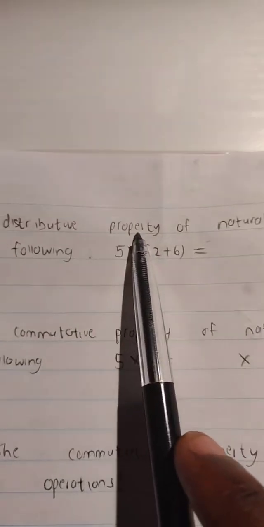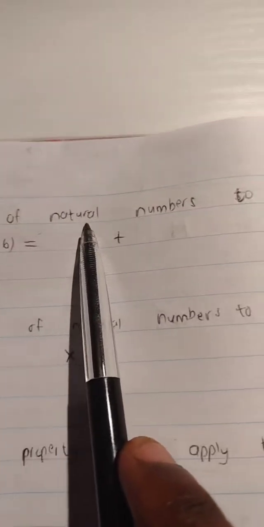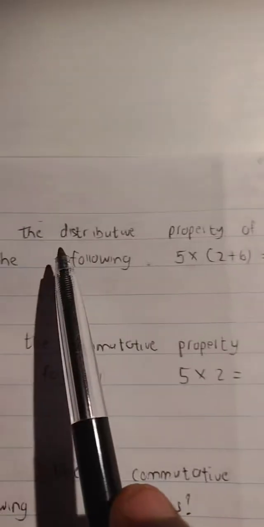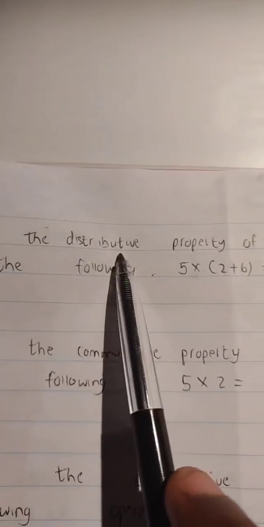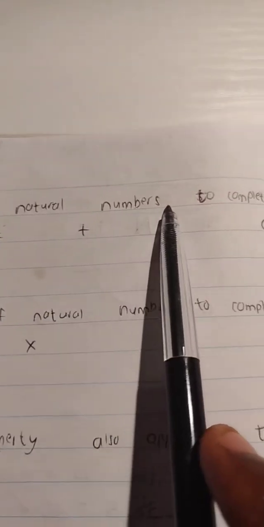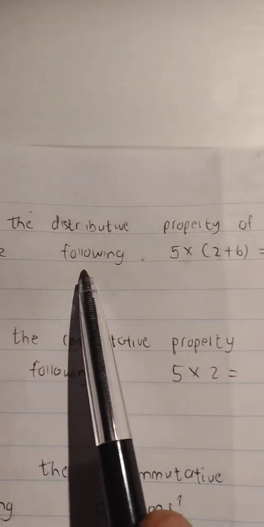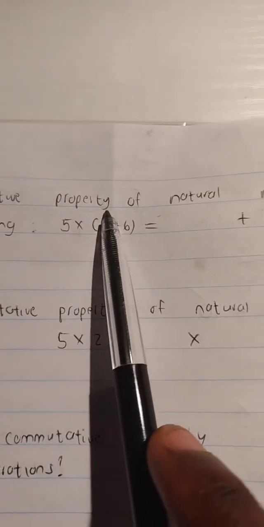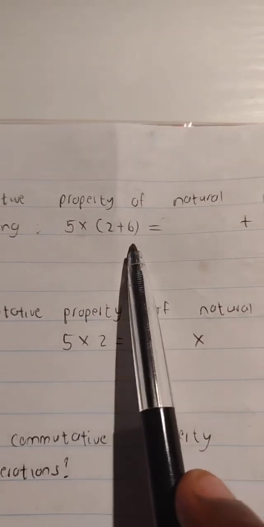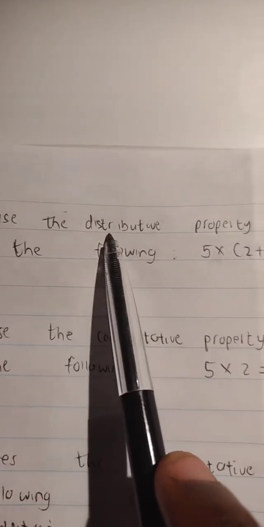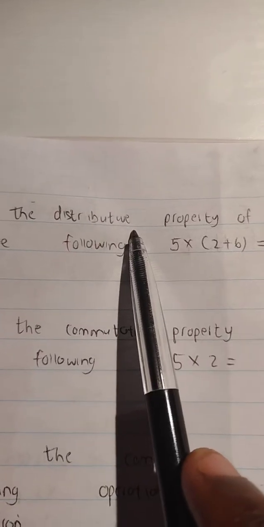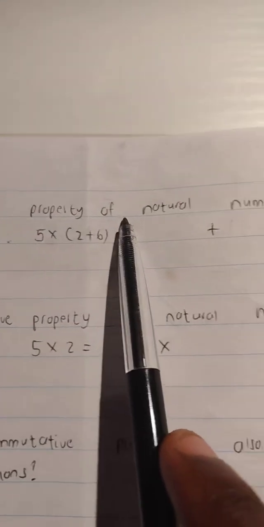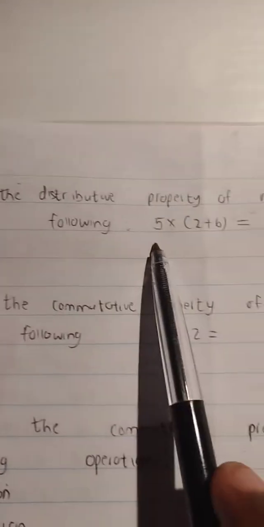Use the distributive property of natural numbers to complete the following. So guys, this law or this property is called the distributive property of natural numbers. What we have here is 5 times, and then in brackets we have 2 plus 6, close the bracket, and they are asking us to use the distributive property, a property that we use to distribute natural numbers.